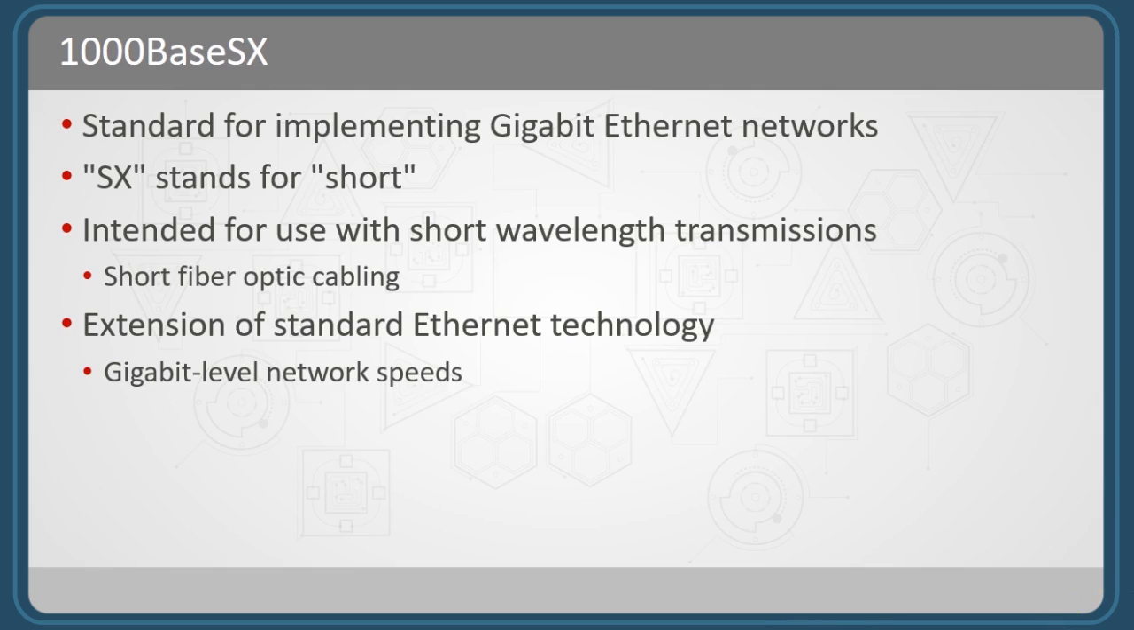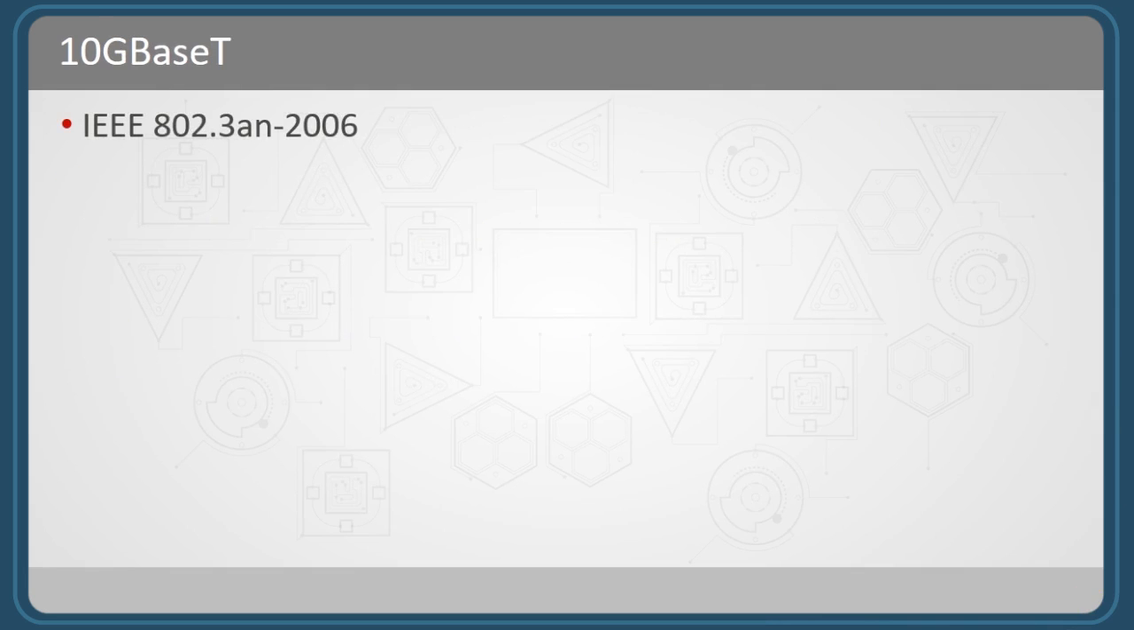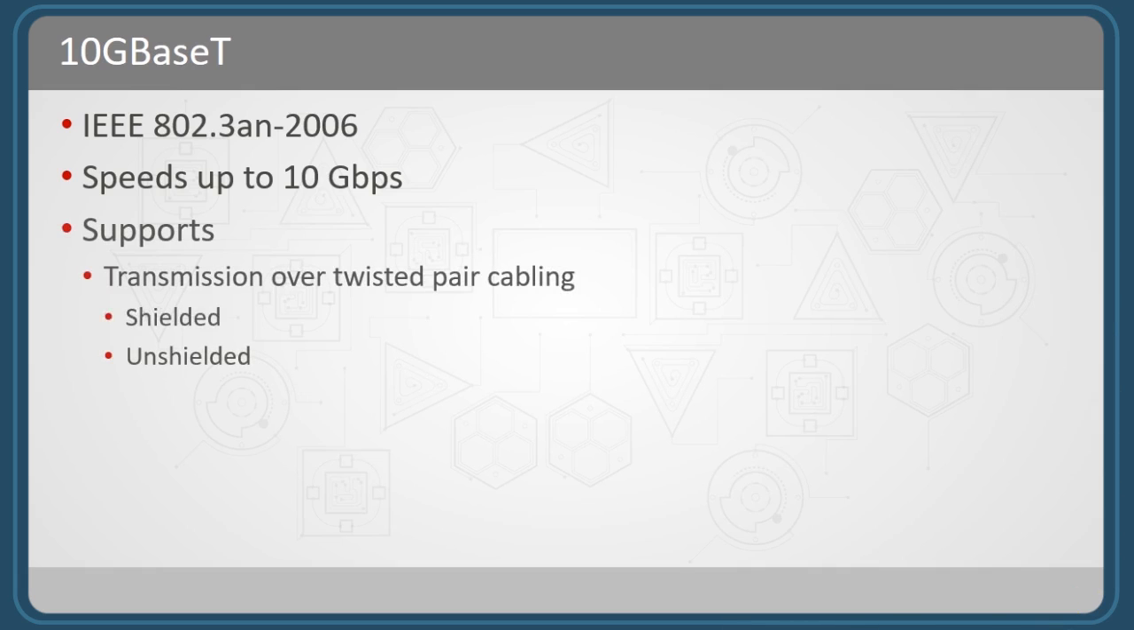Still an extension of the standard Ethernet technology, again for gigabit level network speeds, just over shorter distances. And then finally, 10GBASE-T is 10 gig. So this is still 802.3an as defined in 2006. So again, the 10G refers to the speed up to 10 gigabits per second, and it supports transmission over twisted pair cabling, either shielded or unshielded, but shielded would be a little bit more resistant to interference, and still up to 100 meters for reliable rates.